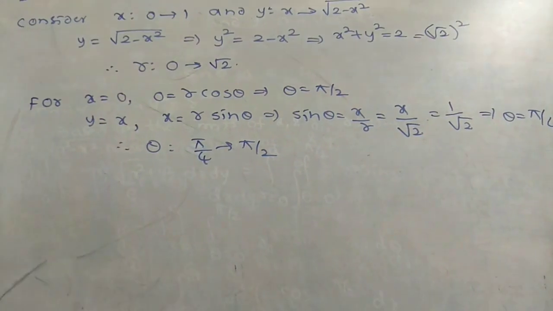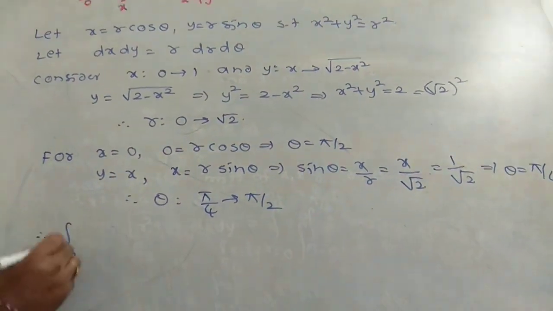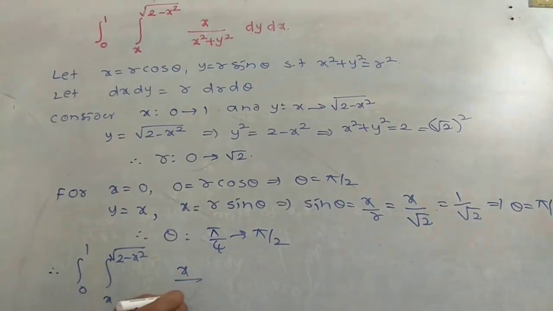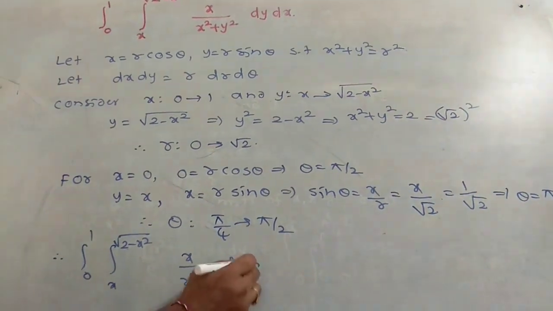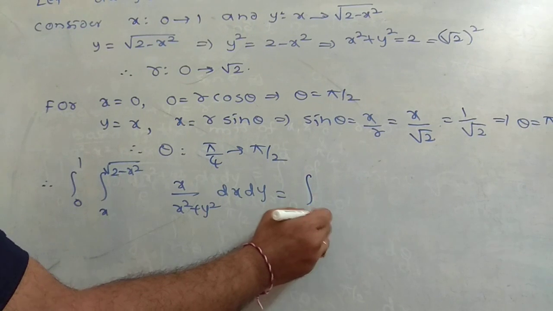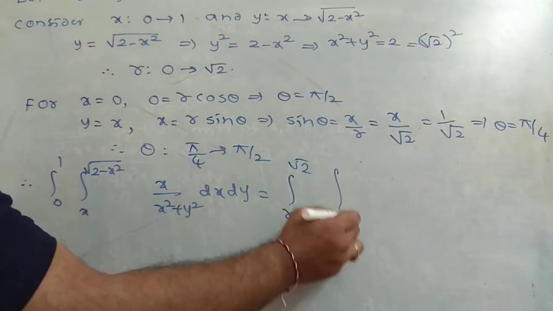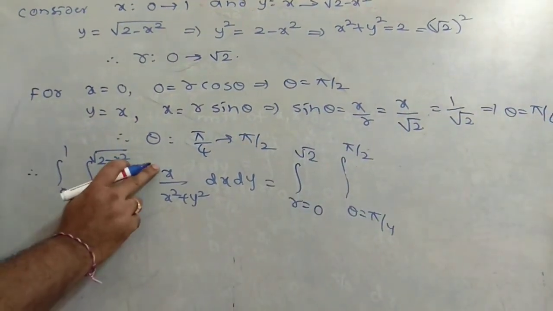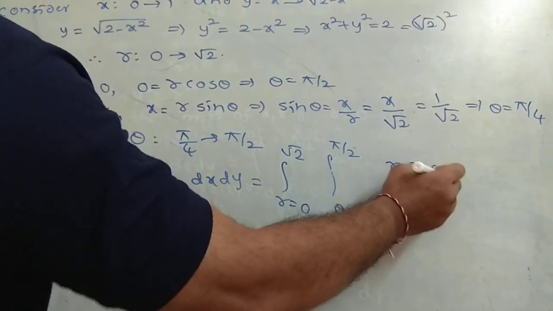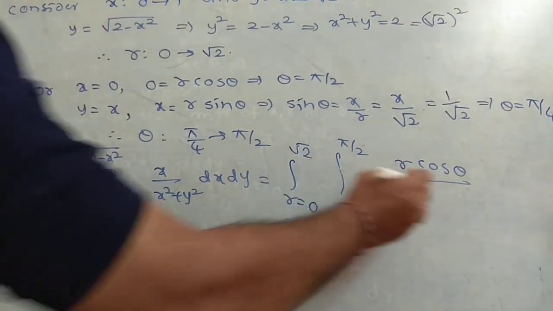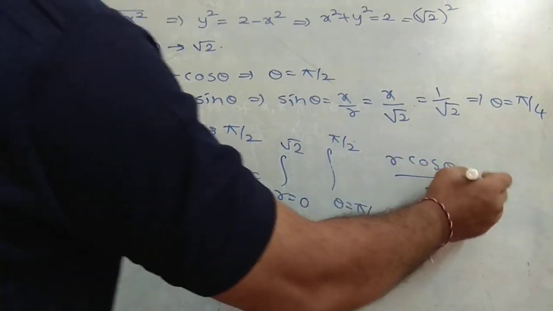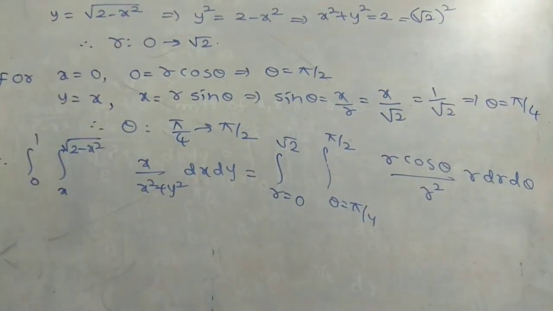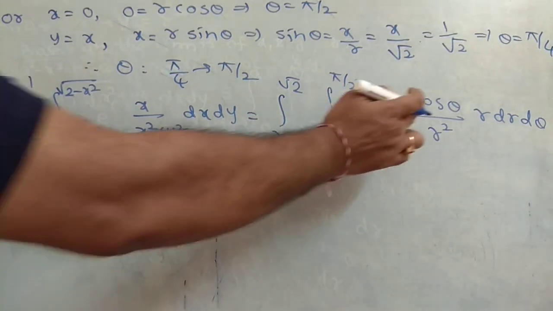So once you get theta limits, now you are entering into the integration 0 to 1, x to root of 2 minus x square, x divided by x square plus y square of dx dy. Now this is equal to r limits 0 to root 2 and theta limits pi by 4 to pi by 2, and substituting the value, x means r cos theta, divided by x square plus y square, which is nothing but r square, dx dy is r dr d theta. So r into r square, and this r square is cancelled. You will be having here only cos theta.